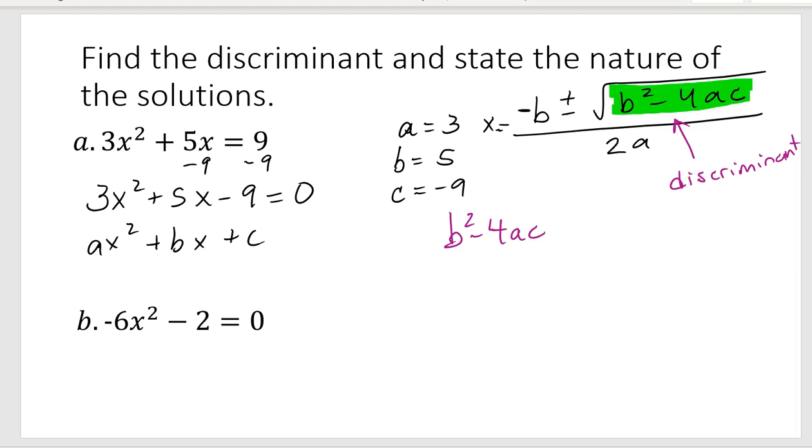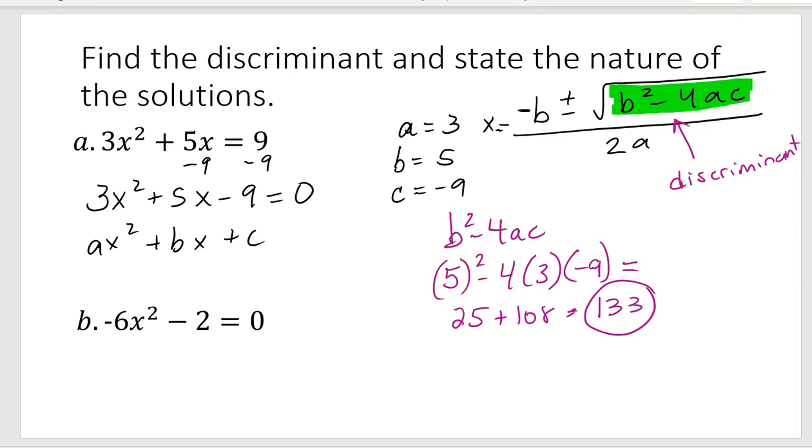We'll evaluate when b is 5, when a is 3, and when c is -9. So let's go ahead and simplify that. Discriminant is 133, and that means it's a positive. So when our discriminant is greater than 0, we're going to have 2 real solutions.